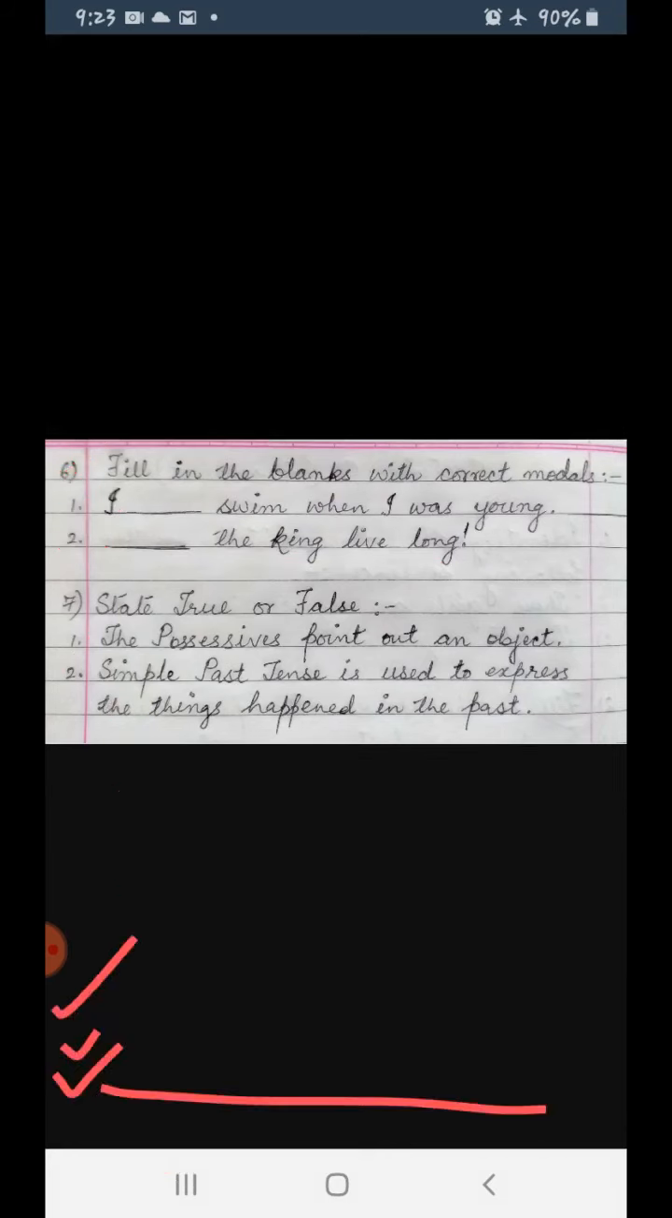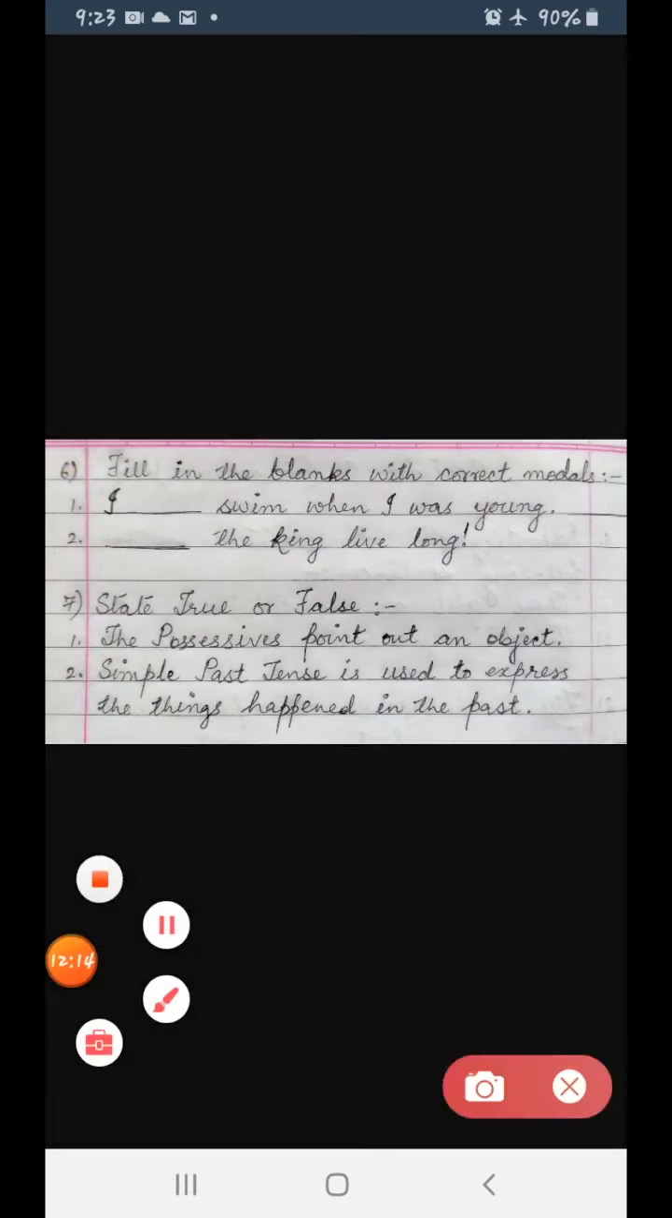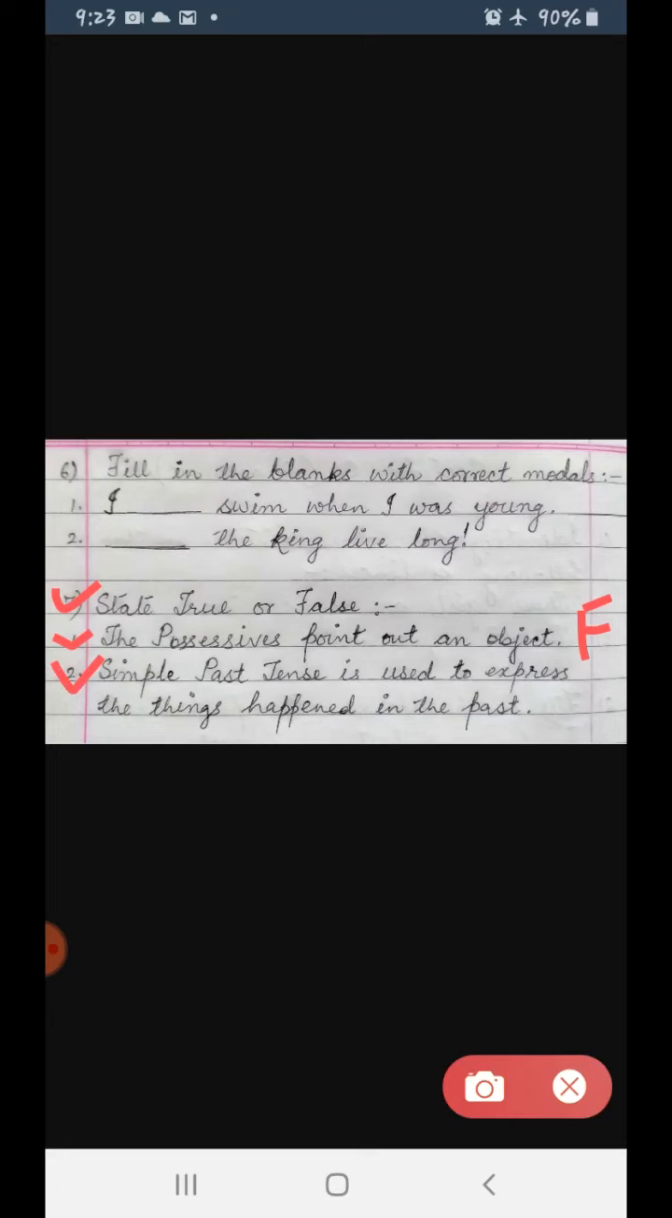Fine. Okay, next is state whether the following sentences are true or false. Number 1. The possessive points out an object. Now what is possessive? Does the possessive tell about an object? No, it is wrong. That means the statement is false because the possessive shows the thing which belongs to somebody. That is possessive. So the statement that the possessive points out an object is false.